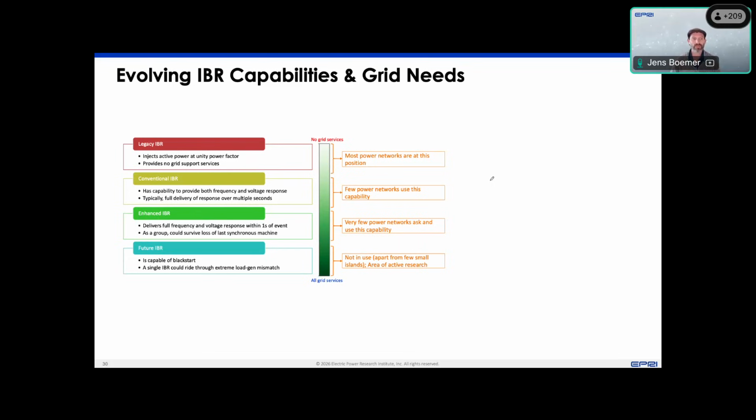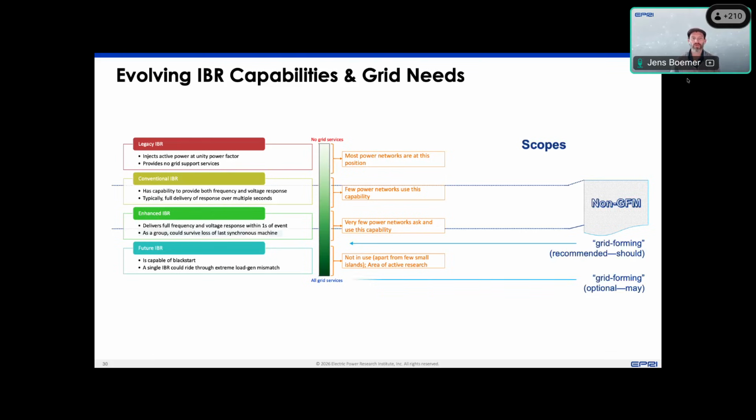And then future IBRs that may respond even faster within the sub-second and sub-cycle timeframe, and also have capability to provide black start or balance extreme generation and load mismatch. So in the end, in our research, we see that there is no clear line between grid forming and grid following. But in the past, we have also seen that standards like, for example, IEEE 2800 have been focused mostly on what we would call non-grid forming, or labeled non-grid forming, IBRs.